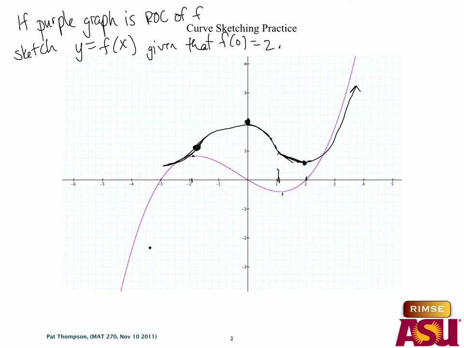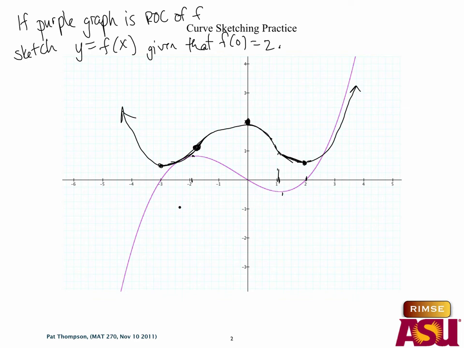So the accumulation function is doing what? Decreasing and concave up. So we have a local minimum. Okay? So that's roughly what your graph should look like.